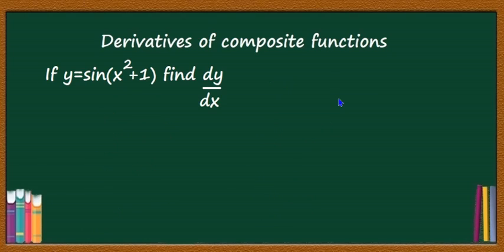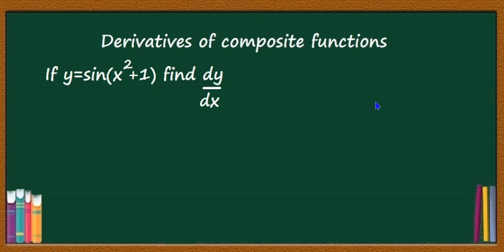Now let us take this example. If y is equal to sine of x square plus 1, find dy by dx. Here it is a composite of two functions, and you can clearly observe one function is the sine function and another one is x square plus 1. You should be able to identify the two individual functions, and since you know the derivatives of those functions, you can find the derivative of the function using the chain rule very easily.